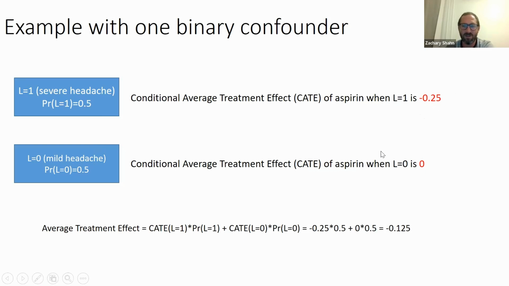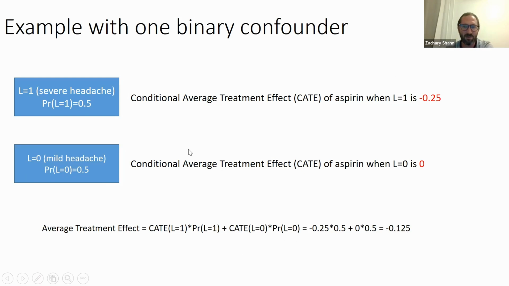So then what's the average effect of aspirin? It's the effect in the L equals 1 group, which is negative 0.25, times the probability that L equals 1. You have to weight the effect in each level of the confounders by how prevalent that level of the confounders is. So it's the average effect in the group with L equals 1 times the probability that L equals 1, plus the average effect in the group with L equals 0 times the probability that L equals 0. So that's negative 0.25 times 0.5 plus 0 times 0.5. So the average effect in the whole population then is negative 0.125.